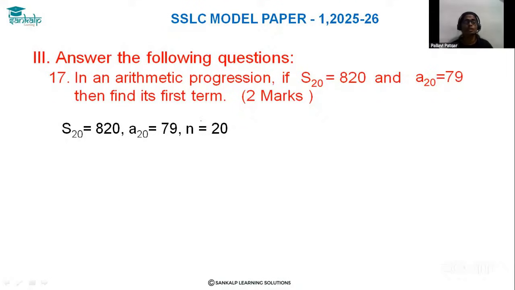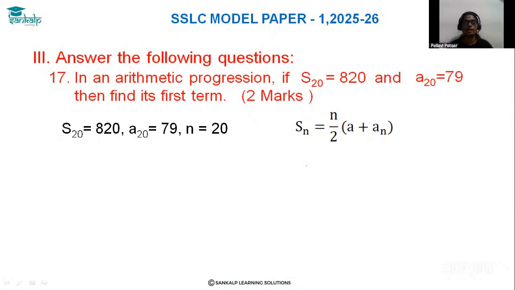Okay. So recall the formula for the sum of an arithmetic progression: Sn is equal to n by 2 into (a plus an). So here a is the first term and an is the nth term. So substitute the given values into the formula. So here given S20 is equal to 820.